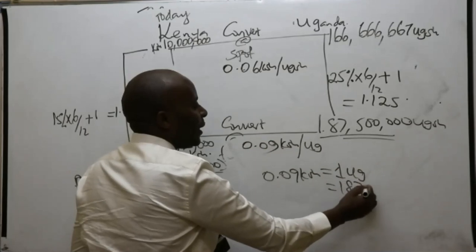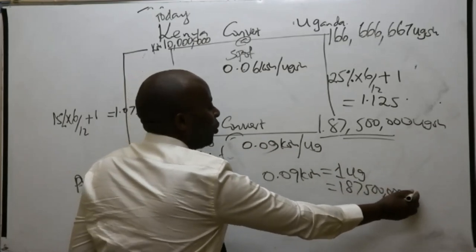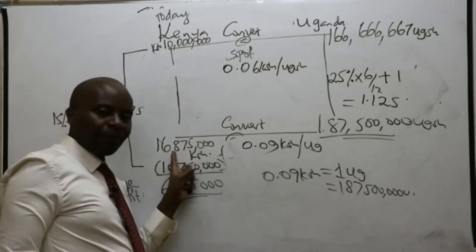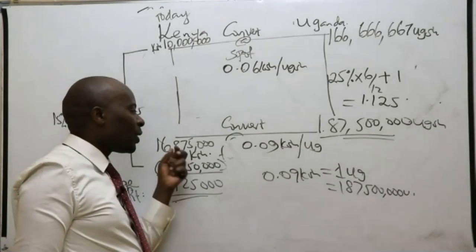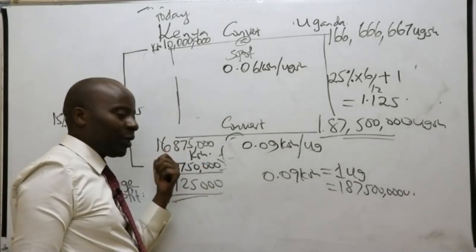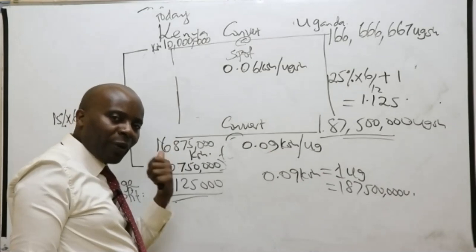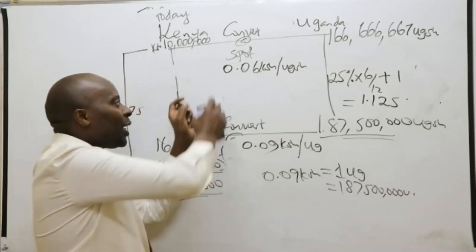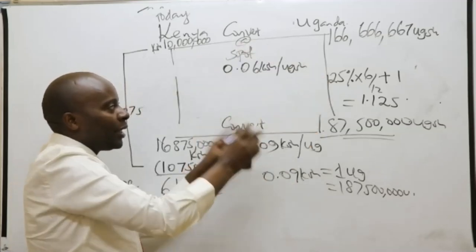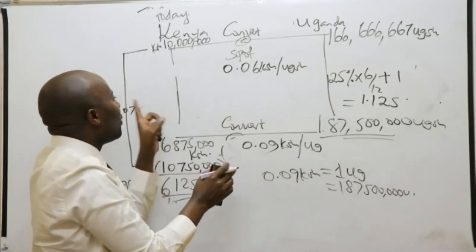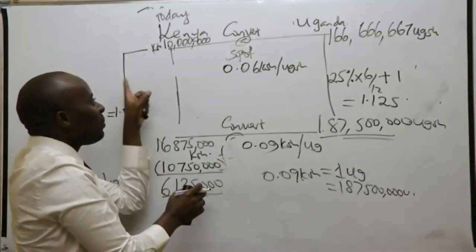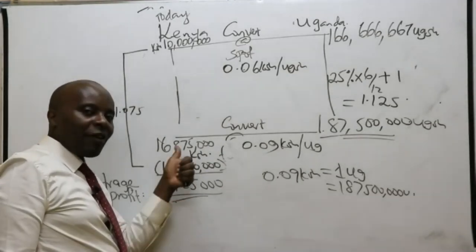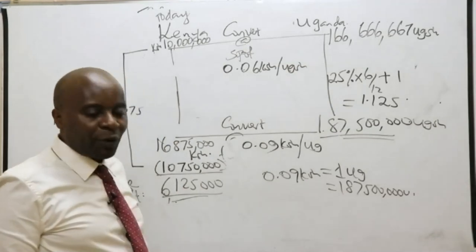How about 187,500,000 Uganda shillings? So we're able to cross multiply, and by cross multiplying, we're able to get this figure. And this figure, of course, now marks our total amount in terms of Kenya shillings. And then we went ahead to ask ourselves a question. What if we were to say the entire process of going to Uganda and getting back was nonsense, and we remained in Kenya, invested this money in Kenya, we would have had 10,750,000. So the excess is what we call the effortless profits.